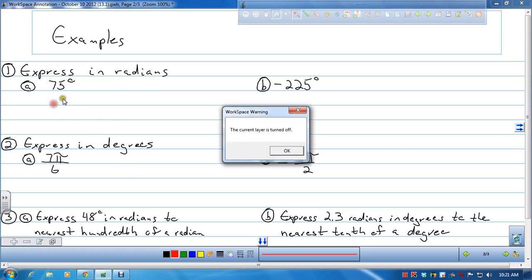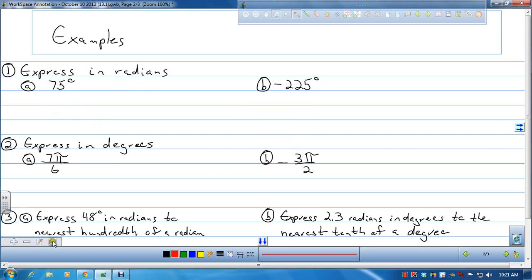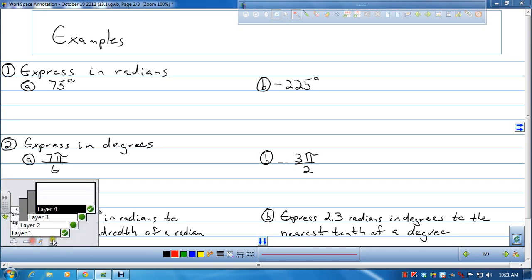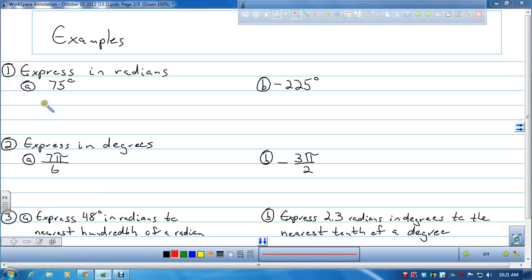So we're going to start with, oops, forgot to turn that layer on again. And I'll get the hang of this eventually. So we're going to have 75 degrees, and we are going to multiply by that conversion that we went through on page 1. And if you remember, the conversion we know is 180 degrees in pi radians.